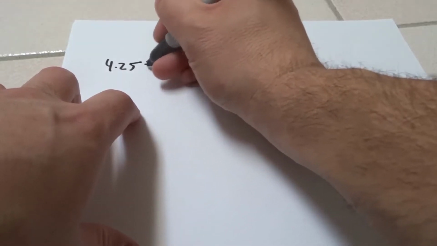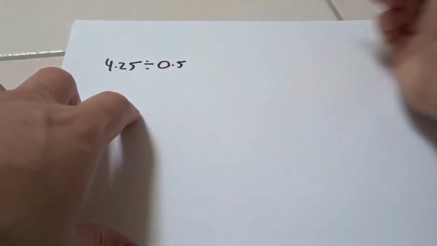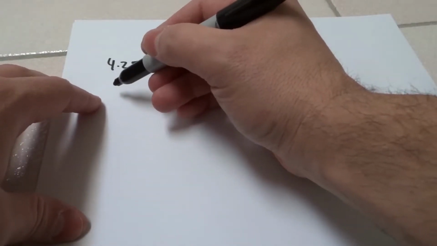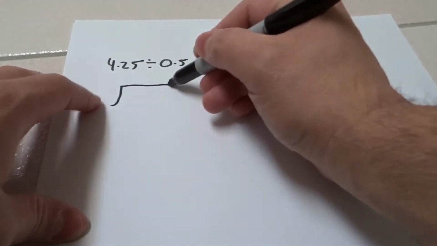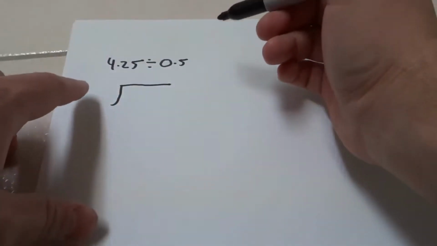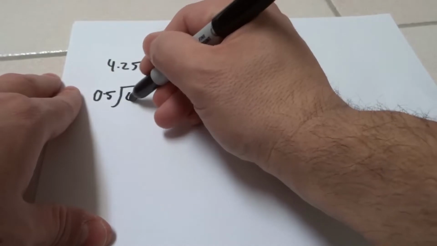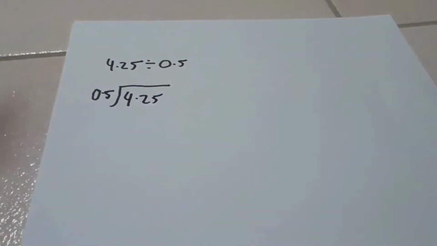4.25 divided by 0.5. Now what I'm going to do is rewrite it in the proper format over here. I'm just going to go ahead and do the division symbol right over there. And then obviously the 0.5 goes on the outside and the 4.25 goes on the inside.